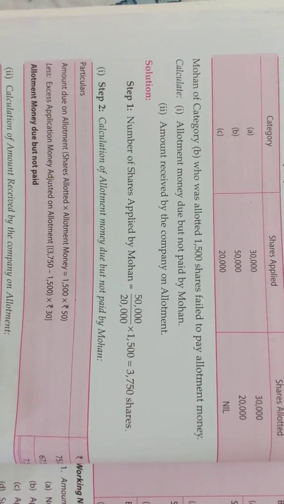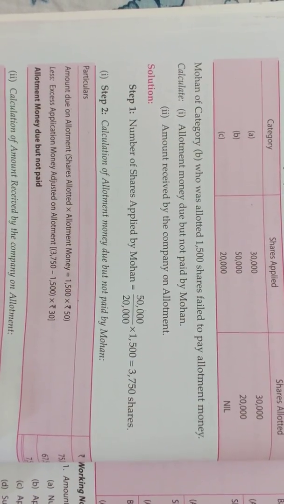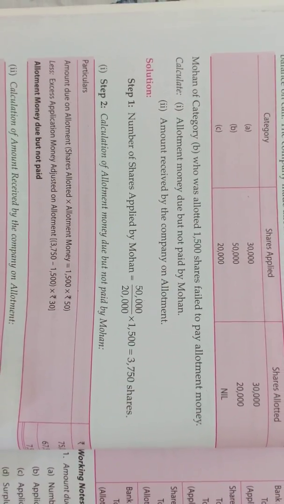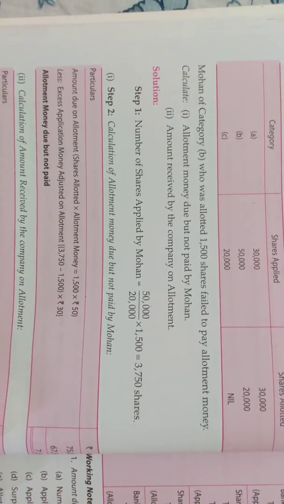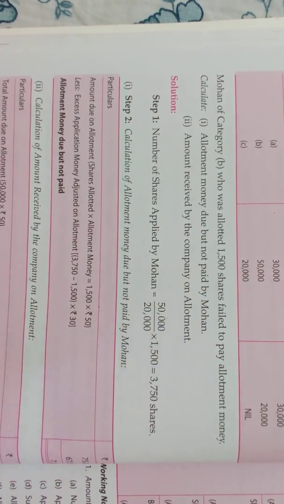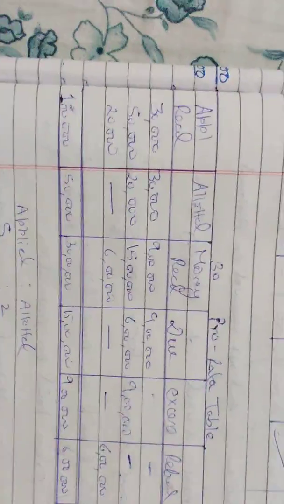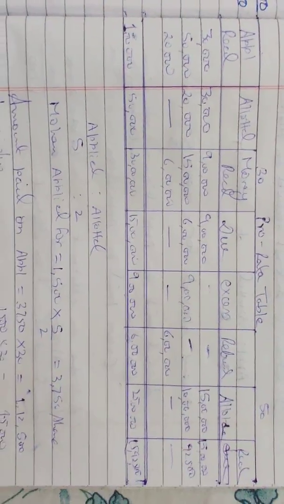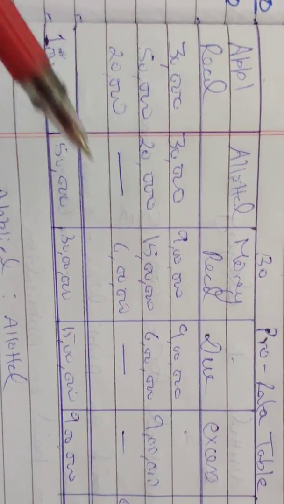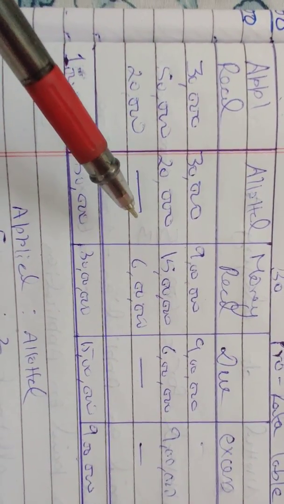Clear? Now here we have to find out that Mohan was allotted 1500 shares and he didn't pay the allotment money. So it is a case of pro rata category. So definitely he would have paid more on application. Clear? So before proceeding, first we will make our pro rata table. See, 30,000 shareholders have got 30,000 allotted, 50,000 were allotted 40,000 shares and 20,000 were allotted nil.